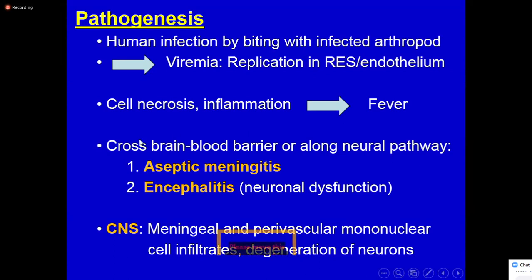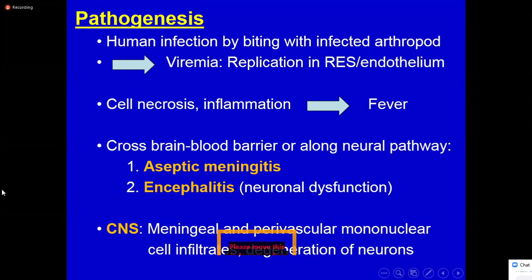These viruses have the capability of crossing the blood-brain barrier, or they can migrate along the neural pathway. This can result in aseptic meningitis, and our topic today is aseptic meningitis, and also can result in neural dysfunction when it infects the brain parenchyma and causes encephalitis. So these viruses are capable of causing aseptic meningitis and encephalitis because they are linked together. Sometimes the patient first develops meningitis and then develops encephalitis over it.